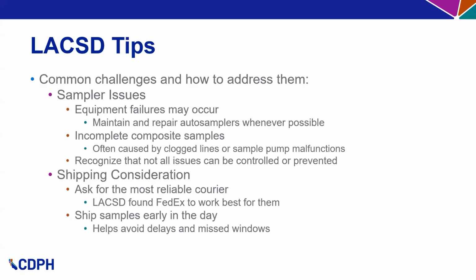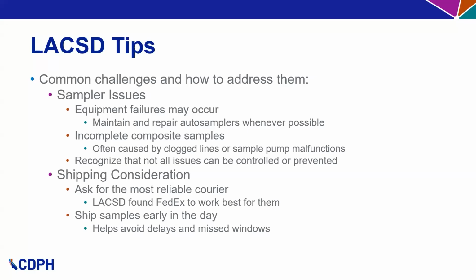And they were able to figure out over time different challenges and how they were able to address them. So one of them is they commonly had sampler issues. They said when they first joined the program and received their auto samplers, they had no problems. And it wasn't until about 2 years after they had been running these auto samplers that they started to have issues. And so one of the things is, equipment failure can occur.